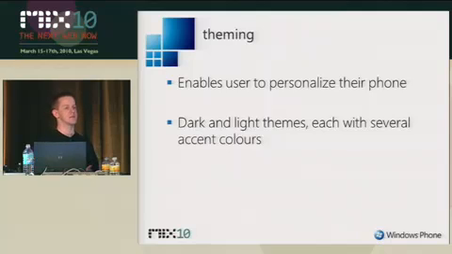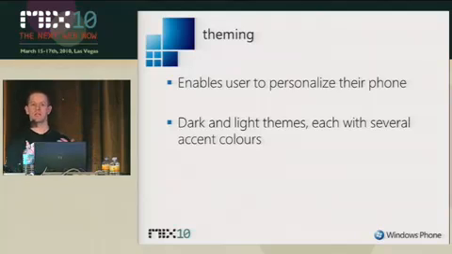And each of those themes has several what we call accent colors. There's 4 on the device. There's red, orange, green, and blue. And we let the user pick the colors that they want to match their mood, whether it's how they're feeling today or just how they want their device to look all the time.